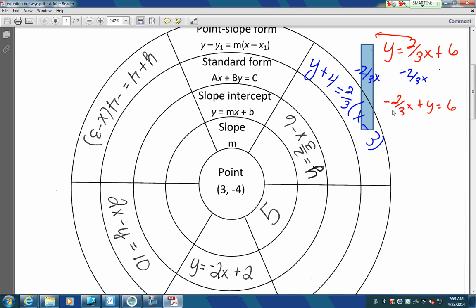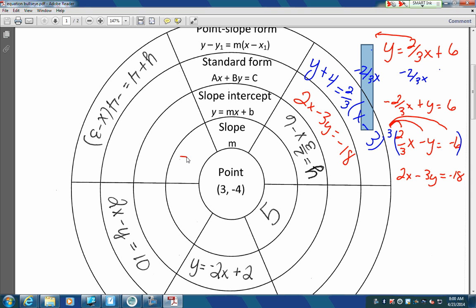Now I said that I can't have it negative, so I'm going to change the signs: this goes positive, the y goes negative, and the 6 goes negative. But now I can't have a fraction, so I'm going to multiply the entire thing by the denominator, which is 3. So 3 times 2/3, the denominator crosses out. I get 2x, then 3 times negative y, negative 3y, 3 times negative 6 equals negative 18. So right here I've got 2x minus 3y equals negative 18.